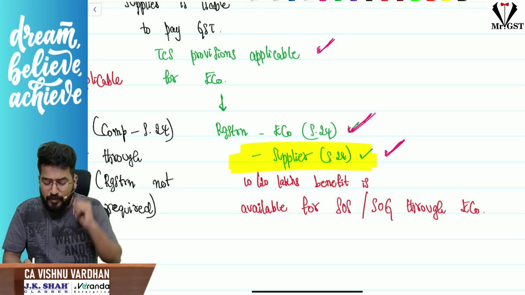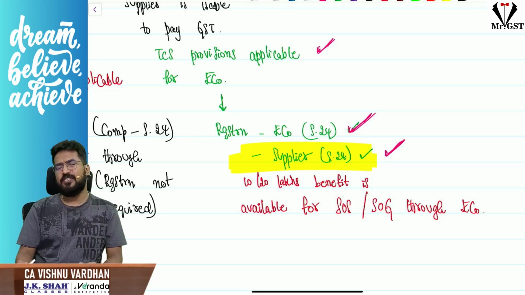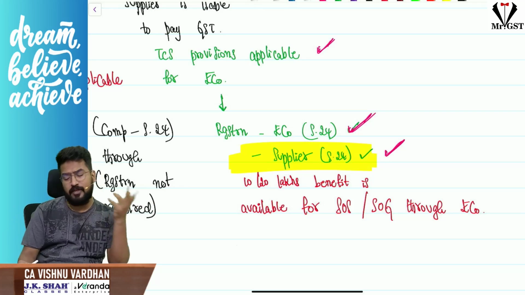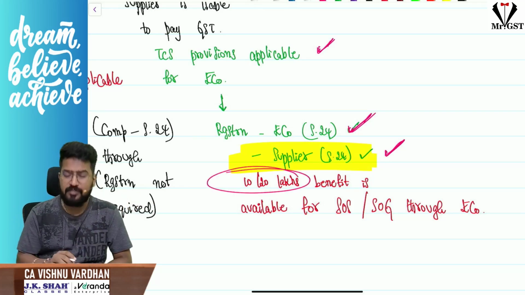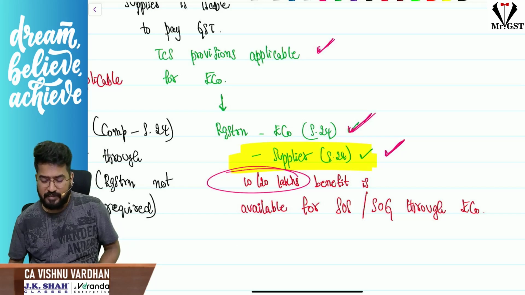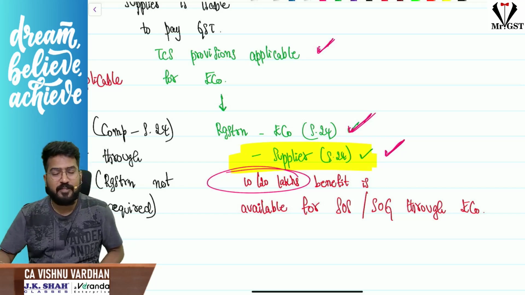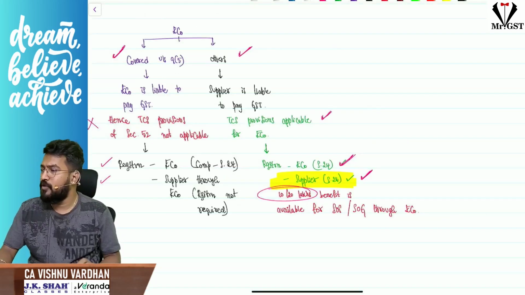But section 23 says that if you are supplying goods or services through an e-commerce operator, you enjoy the threshold limit, but the threshold limit is only 10 or 20 lakh, whatever it is, as the case may be. You just enjoy the threshold limit. That is what they are saying. So hope it is clear for you.